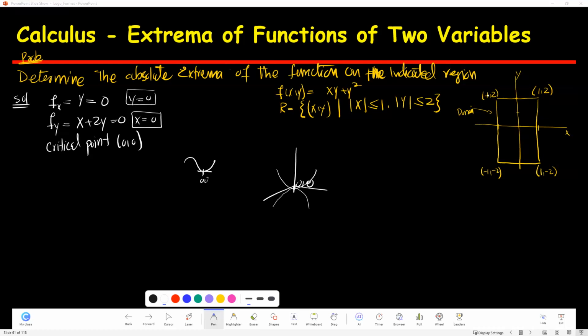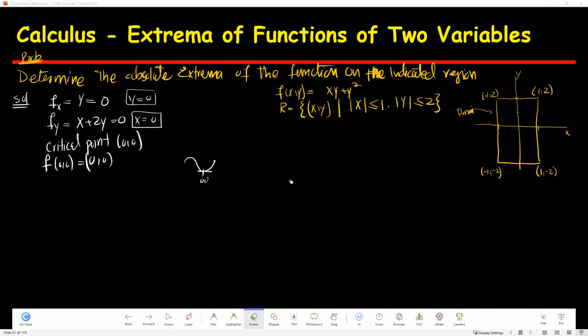Just like I have one coordinate here: minus 1, 2; 1, 2; minus 1, minus 2; 1, minus 2. The fifth coordinate is 0, 0. So really I need to check 9 locations. Number 1, this point, this point, this point, this point. I want to check this side, this side, this side, this side. And the last one, the 9th one, I want to check the 0, 0 point, what the function is doing.